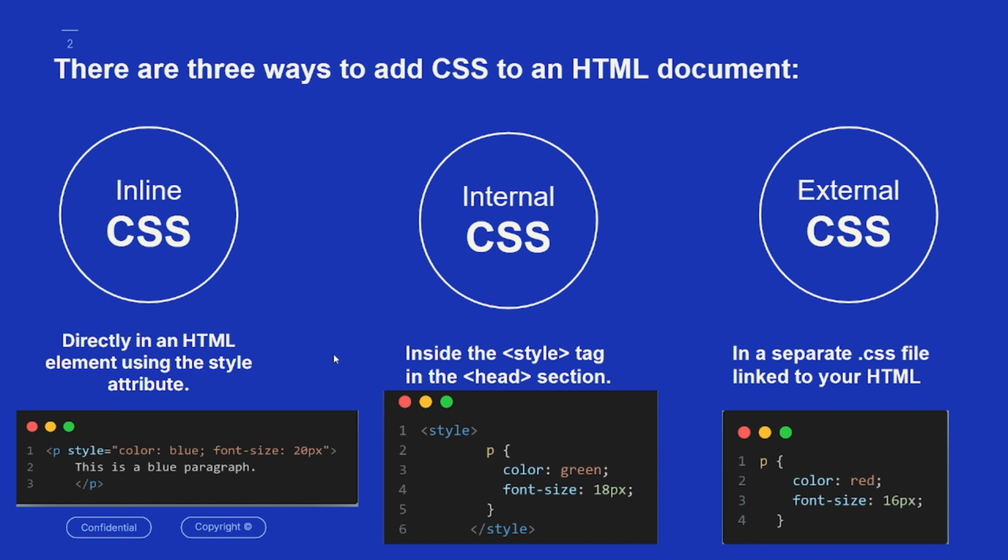There are three ways to add CSS to an HTML document: inline CSS, internal CSS, and external CSS. What is inline CSS? Directly in an HTML element, use the style attribute. You see this code: this is the paragraph tag and the style inside the paragraph tag. Internal: the style tag in the head section. You can see the code over here. And the last, external CSS: in a separate .css file linked to the HTML.